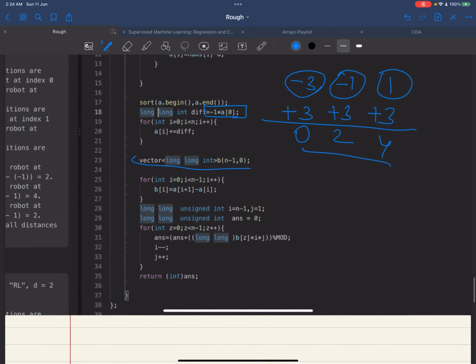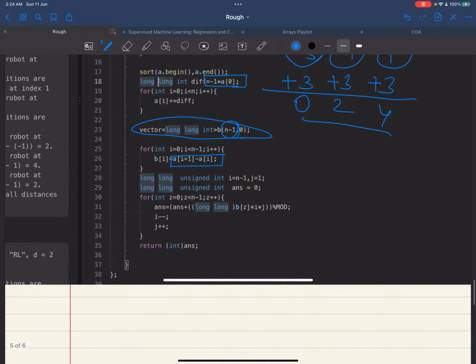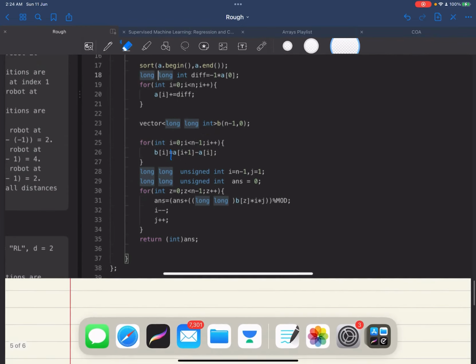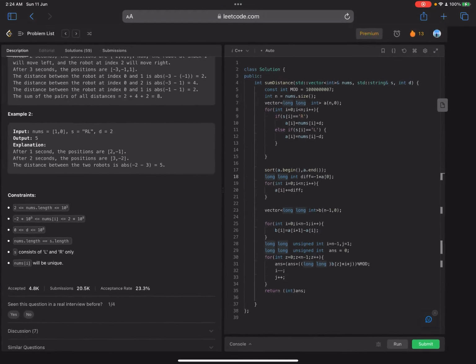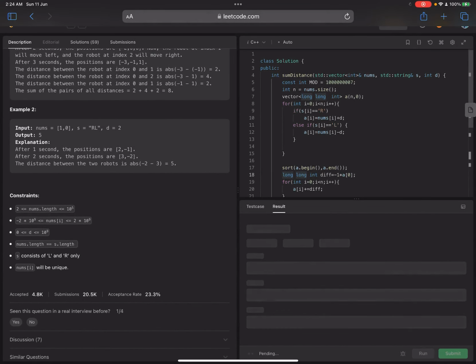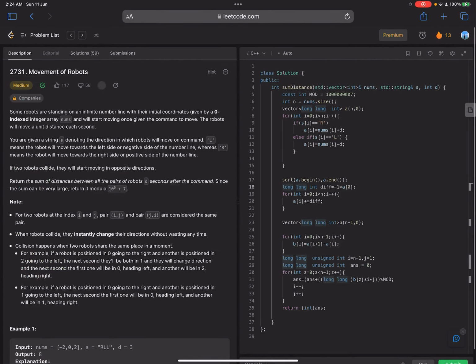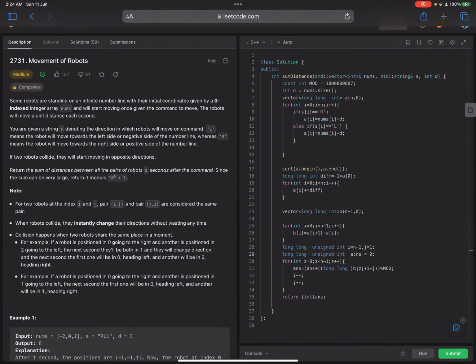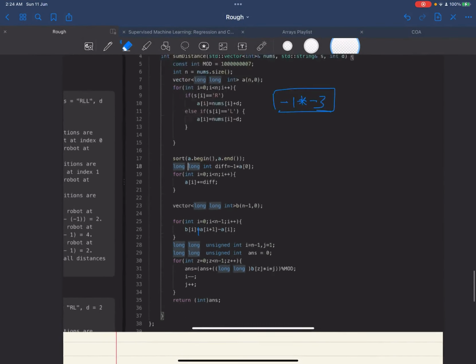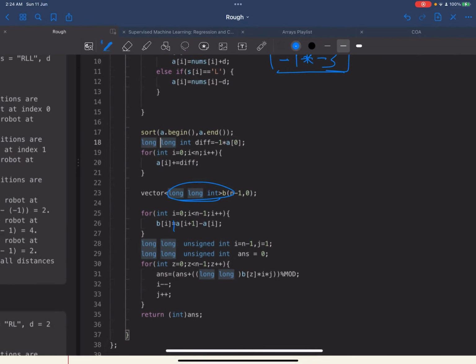Now I've taken another vector b, which would be of size n minus 1, right? And you're just calculating the differences between consecutive pairs, right? After that, you've just taken this formula we discussed, and then i minus minus and j plus plus, right? So this would just work. Now let's run this code, right? Okay, let's submit this. Yeah, so this got submitted, right? Okay, I've taken long here because the answer might be long, so to hold that, I've taken the long unsigned int.